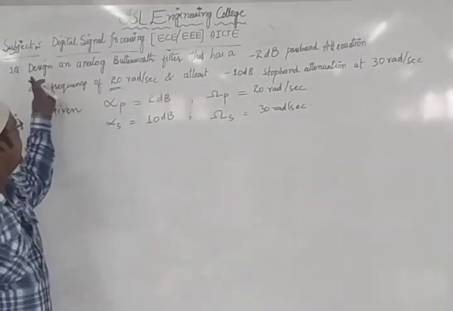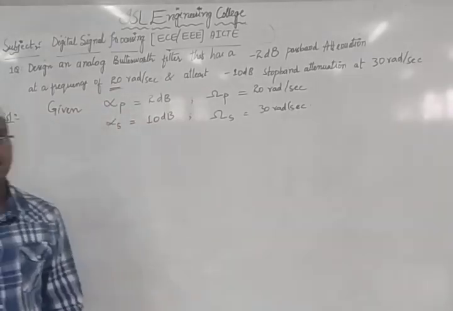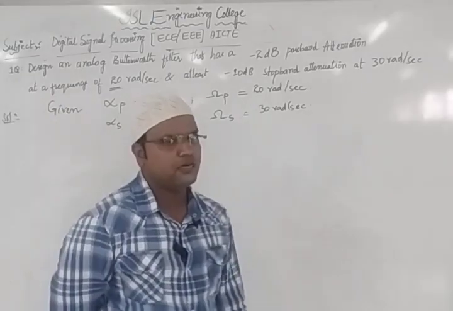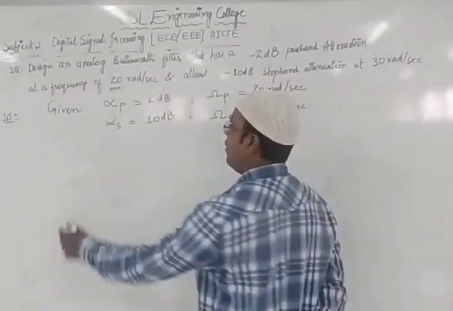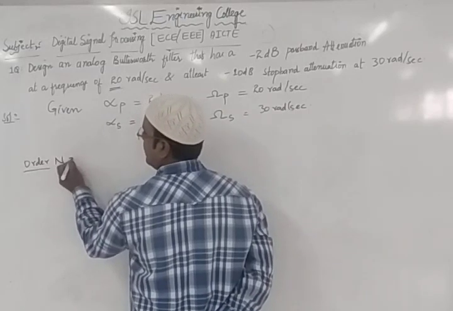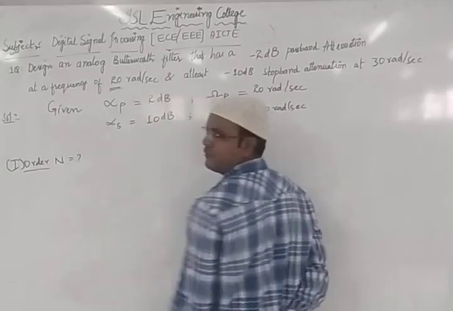They asked us to design an analog Butterworth filter. So we need to design the Butterworth filter with these given specifications. For that, what is the first step we need to consider? We need to find the order, that is capital N. This is the first thing we need to find. So how do we find the order?